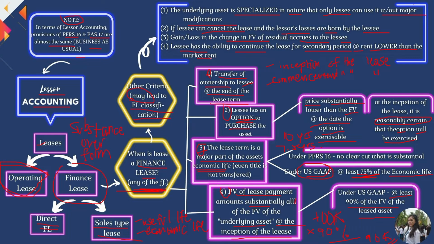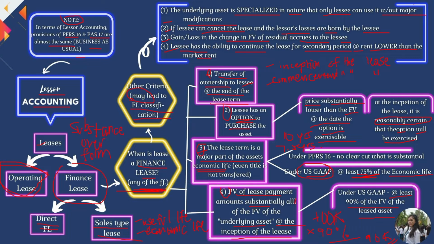But upon renewal, the rent you are offered is lower than the normal rate in the market. So of course, you're a regular customer, right? So it's cheap. If so, these criteria, 1, 2, 3, and 4, may lead to the classification of a finance lease model.